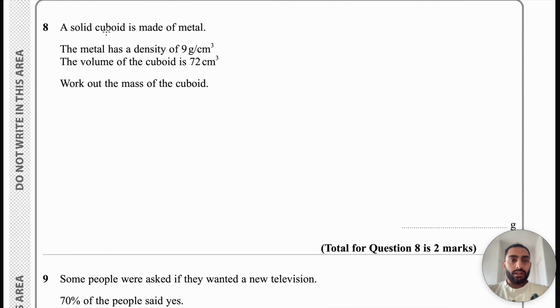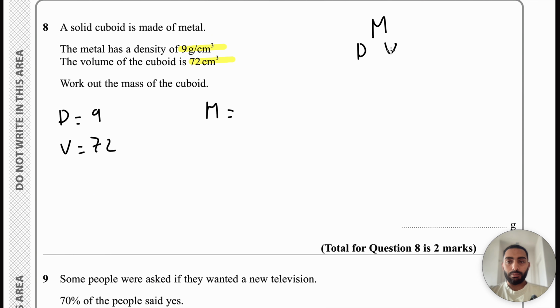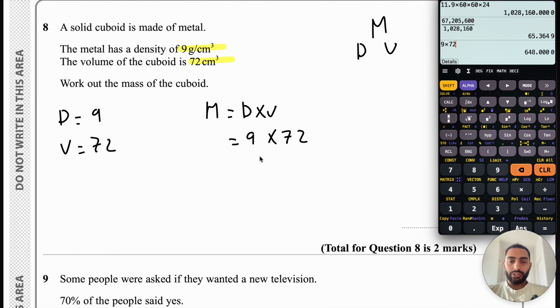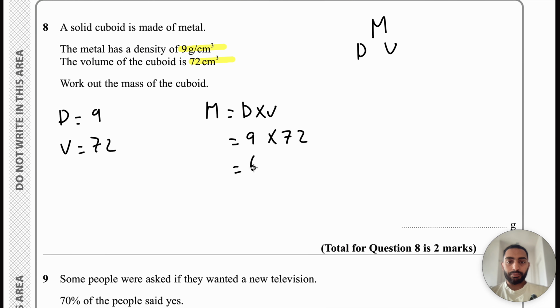Question 8. A solid cuboid is made of metal. The metal has a density of 9 grams per centimeter cubed. The volume of the cuboid is 72 centimeters cubed. Work out the mass of the cuboid. The formula triangle that we're going to be using here is our mass, density, and volume formula triangle. We know the density is 9, and the volume is 72, and we're trying to find the mass. So the mass is going to be equal to the density multiplied by the volume. So density is 9 multiplied by 72, which is 648. That would be in grams because it's a mass.